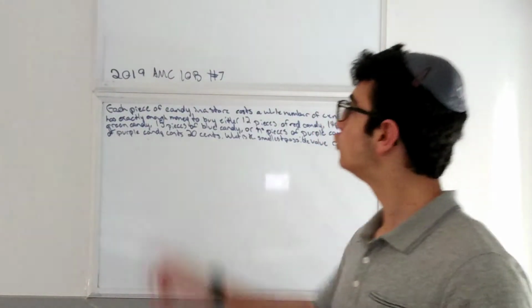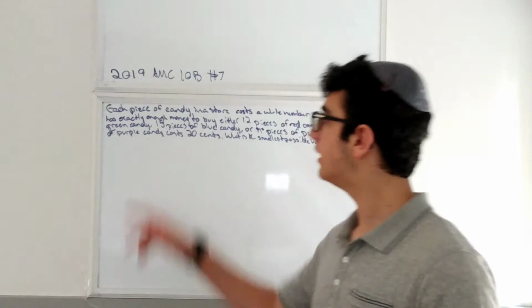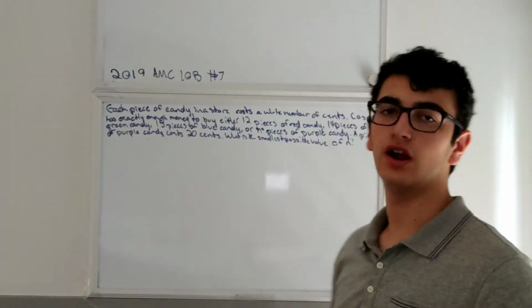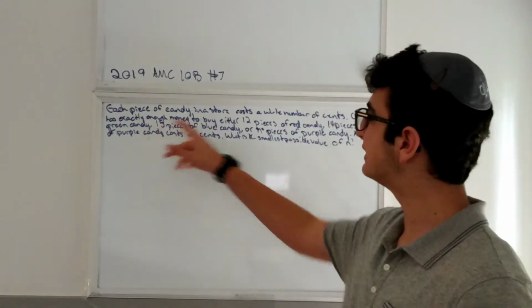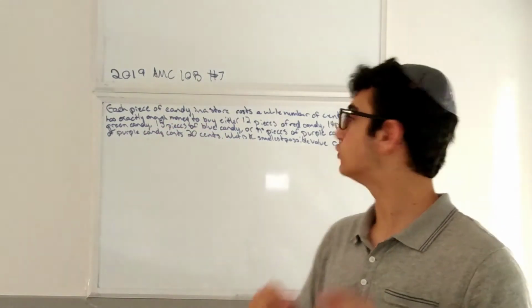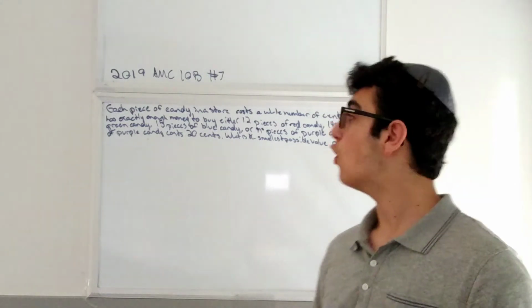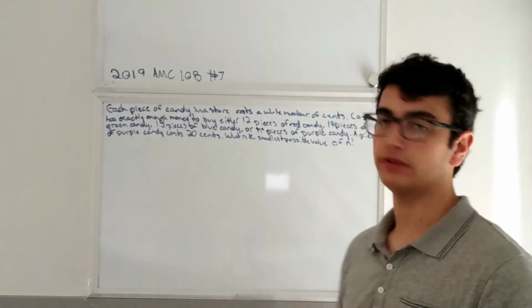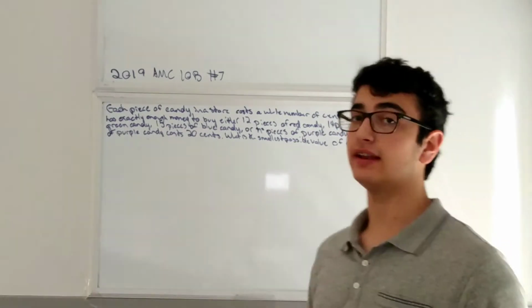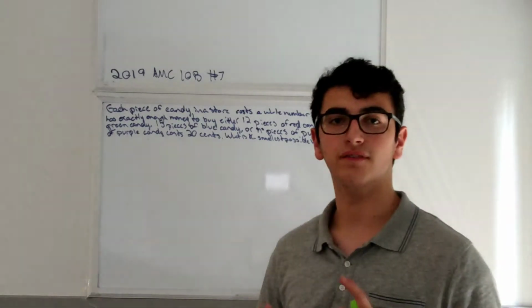This is the 2019 AMC 10B number 7. Each piece of candy in a store costs a whole number of cents. Casper has exactly enough money to buy either 12 pieces of red candy, 14 pieces of green candy, or 15 pieces of blue candy, or N pieces of purple candy. A piece of purple candy costs 20 cents. What is the smallest possible value of N?